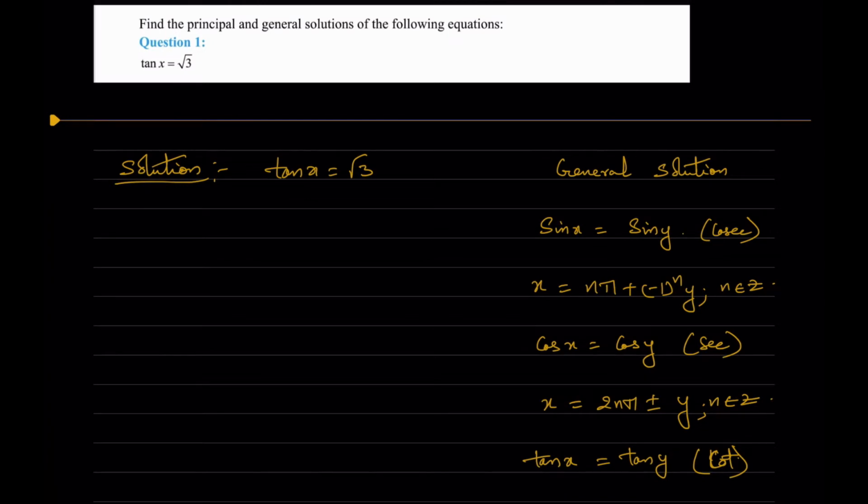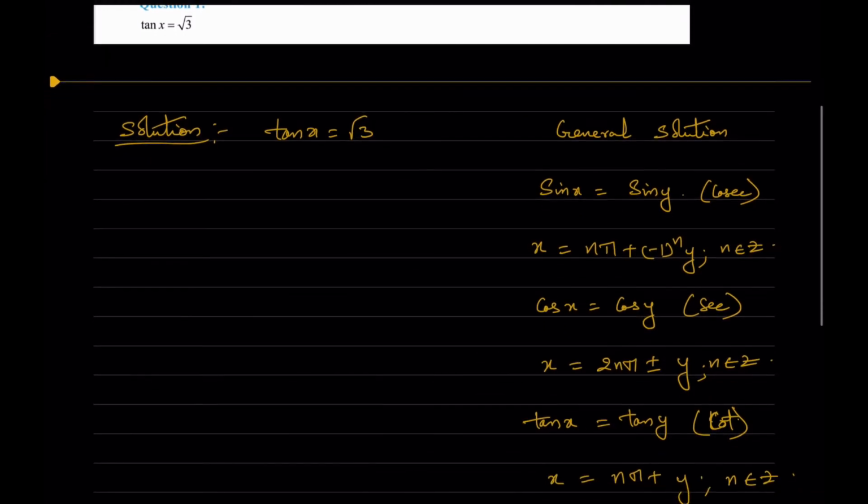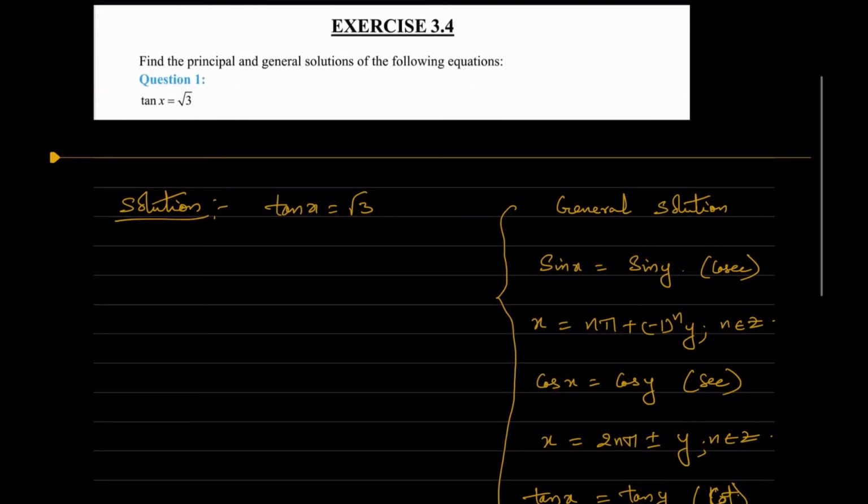That is, for sin x is equal to sin y, cos x is equal to cos y, tan x is equal to tan y, we have these as the general solutions. So wherever we get these, we'll be using these formulas. So going into the first problem, in this question, find the principal and general solutions of the following equations. Here tan x is equal to root 3.